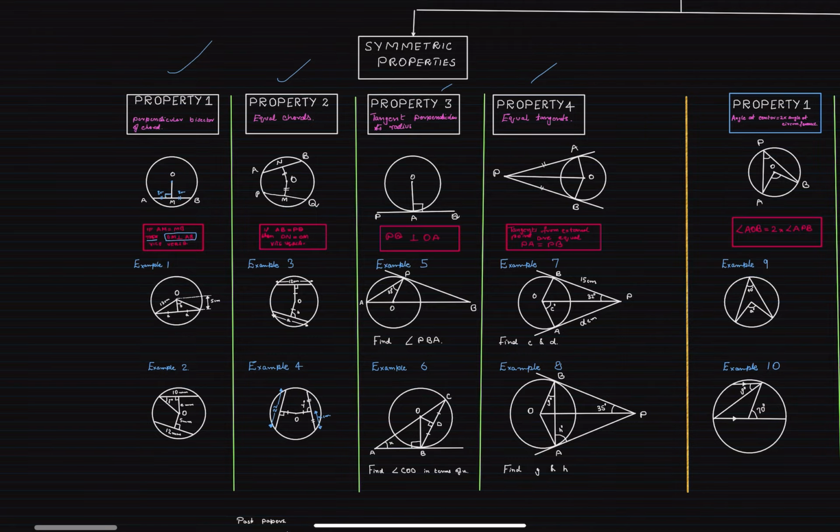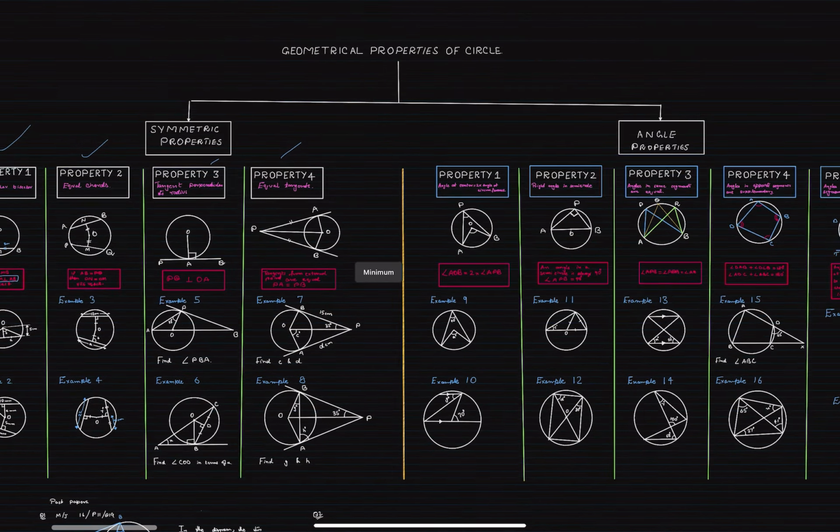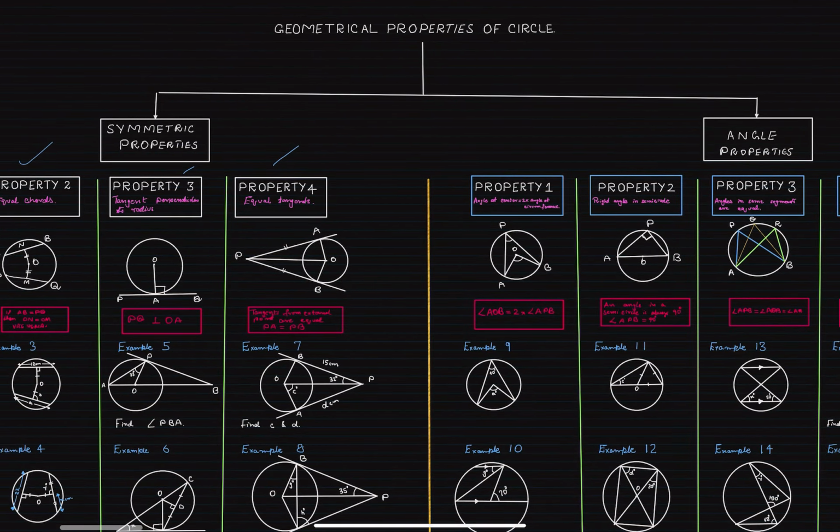Now let's start understanding the geometrical properties of a circle. We have two categories of properties. One is symmetric properties and the other is angle properties.